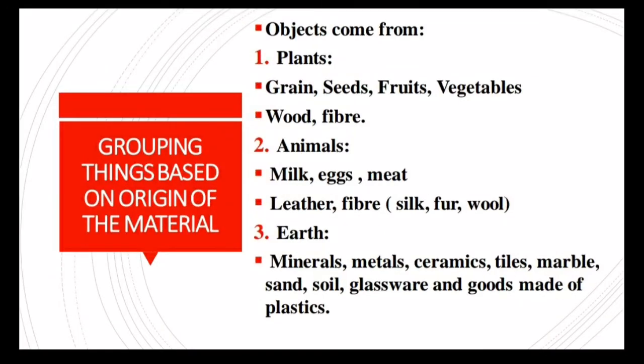Students, the last slide is the grouping of things based on the origin of material. The objects which come from plants are grains, seeds, fruits, vegetables, wood and fire. The objects we obtain from animals are milk, eggs, meat, leather, fiber, for example silk, fur and wool. And the last one is the earth. From earth we get minerals, metals, ceramics, tiles, marbles, sand, soil, glassware and goods made out of plastics.